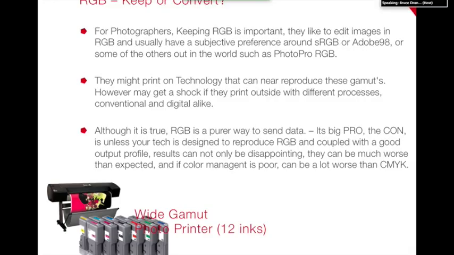Photographers might print on technology that can nearly reproduce these gamuts, such as wide gamut photo printers. I've got an example down at the bottom there in a picture with that machine using 12 different inks. However, they may get a shock when they take their wonderfully reproduced and looked after image and ask it to be reproduced in a process which doesn't have that gamut.